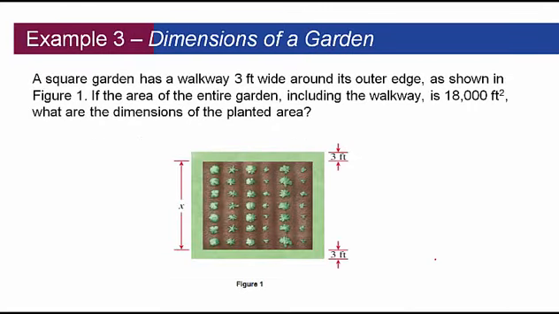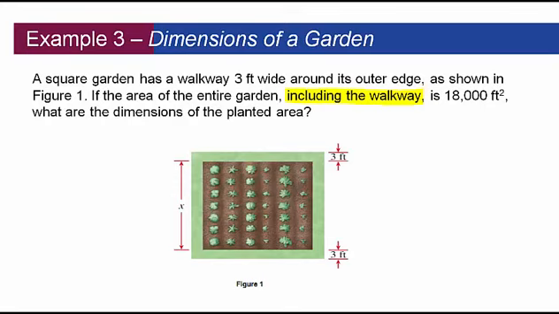So here's a typical type of question. And I mean typical. You will see these types of questions time and time again. So once you learn how to solve one of them, the steps are the same. All you got to do is change the numbers and slightly change your picture maybe. All right, square garden, walkway 3 feet wide around the outer edge, as shown in the picture below. If the area of the entire garden, including the walkway, right, that's important. You gotta read the words, including the walkway, is 18,000 square feet. What are the dimensions of the planted area?